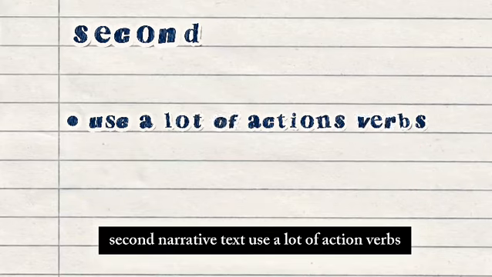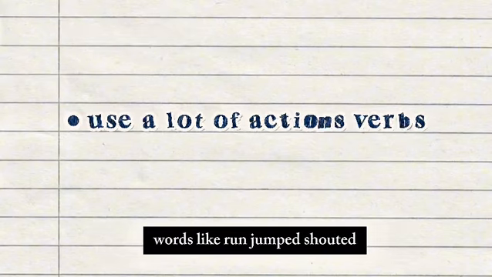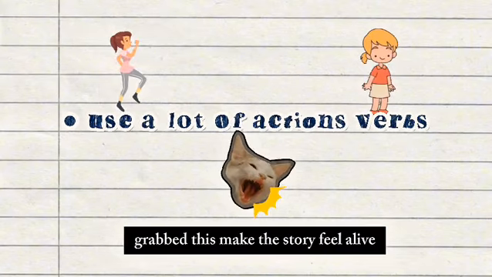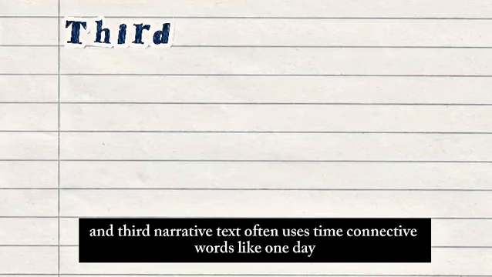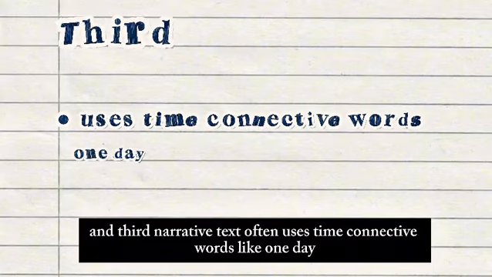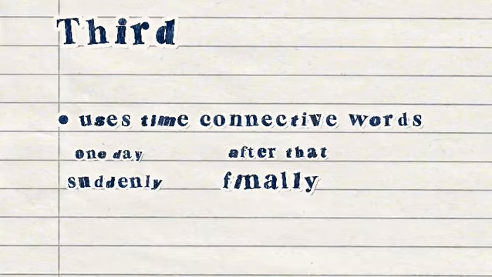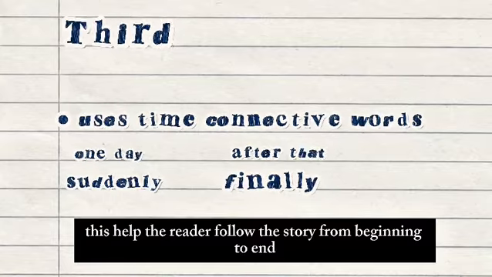Second, narrative text uses a lot of action verbs. Words like run, jumped, shouted, grabbed. These make the story feel alive. And third, narrative text often uses time connectives. Words like one day, suddenly, after that, finally. These help the reader follow the story from beginning to end.